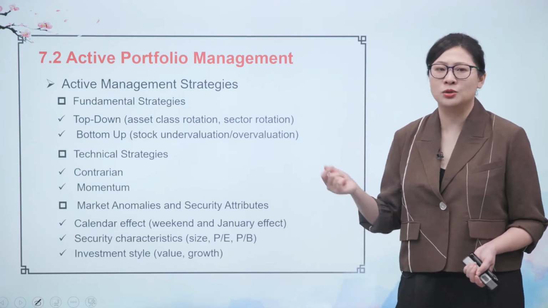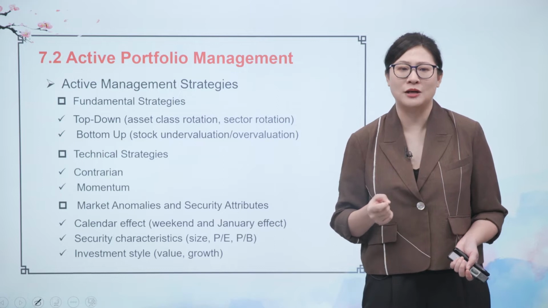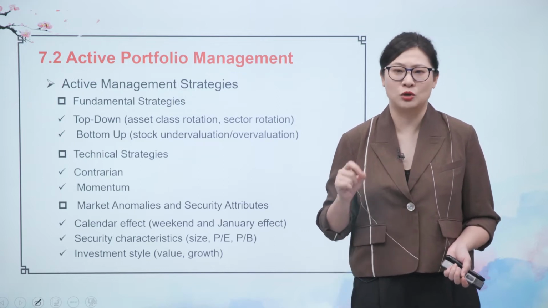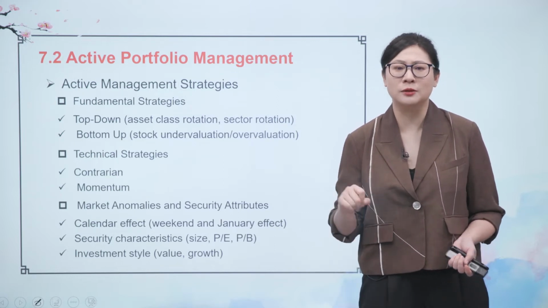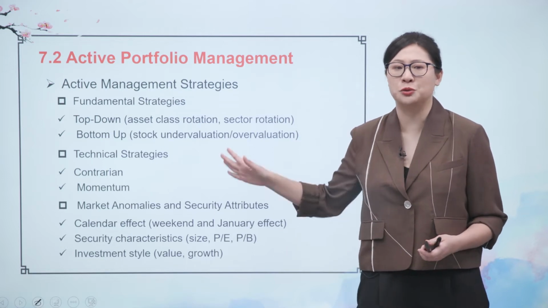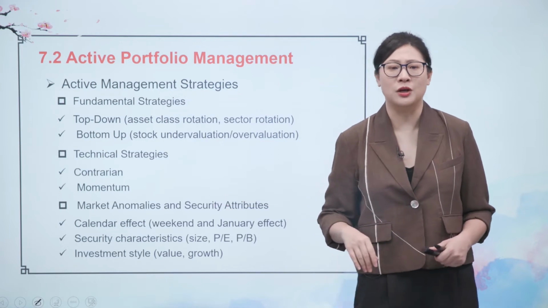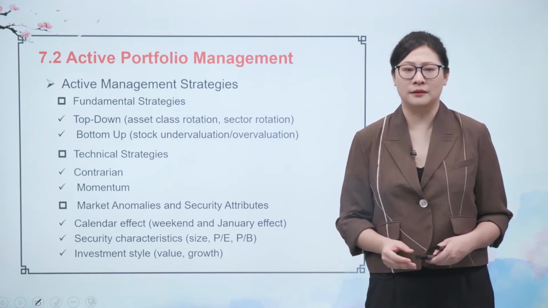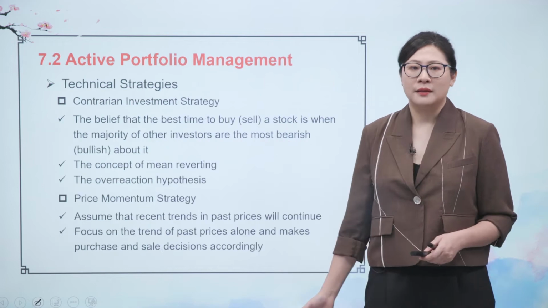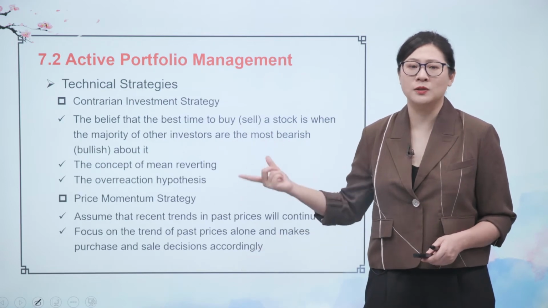And the second group for active management strategy is called the technical strategy. For the technical strategy, we have two different strategies. One is called contrarian, the other is momentum. So let's have a look at them one by one. Now let's have a look at the technical strategy.